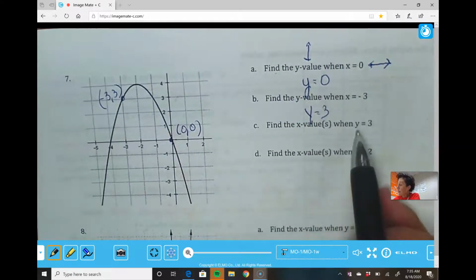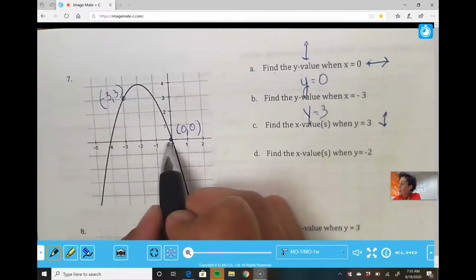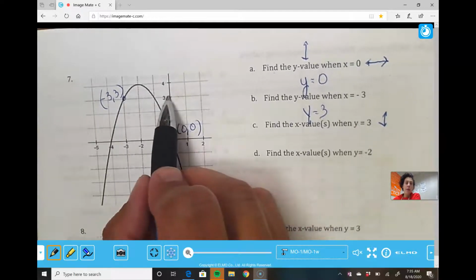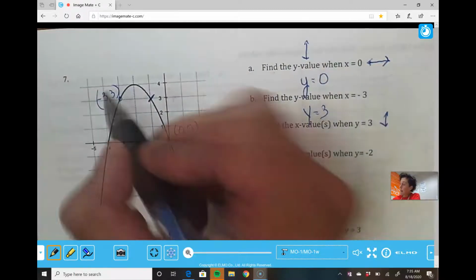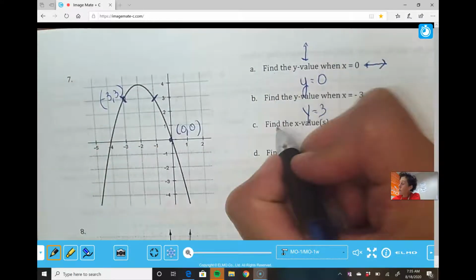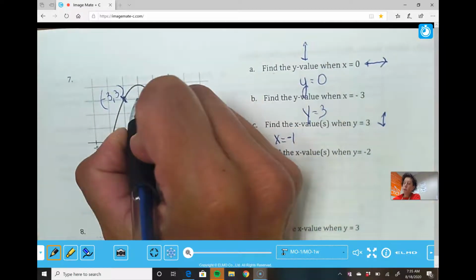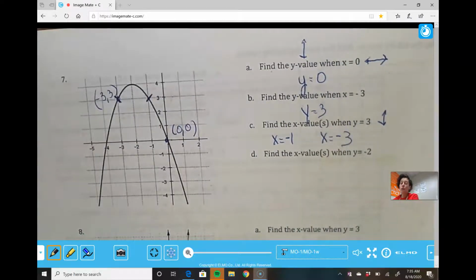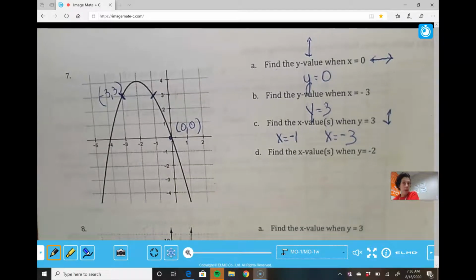All right, this time we're given y, so we're going to go to where y equals 3, so we're going to go up or down. So I'm going to go up 3, 1, 2, 3, and now I have to go left or right. But if you notice, when we go left, we actually can hit 2 points. We can hit this point, and we can hit this point. So we're moving over 1, so left 1, so x is -1. But if I keep going over, I can move over 2, 3, so x is -3. So for this one, we actually have 2 x's that will work. And we're going to see if you can figure it out and share it in class.